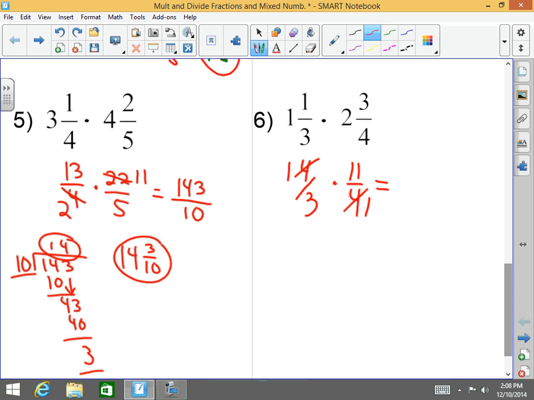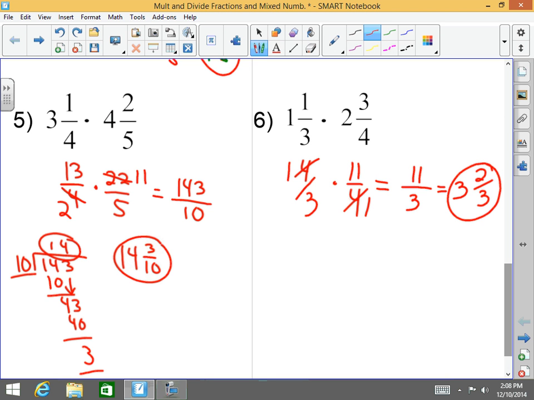Numerator times numerator. 1 times 11 is 11. Denominator times denominator. 3 times 1 is 3. 3 goes into 11, 3 times. Good man. 3 times 3 is 9. What's left over? 2 thirds. Excellent.